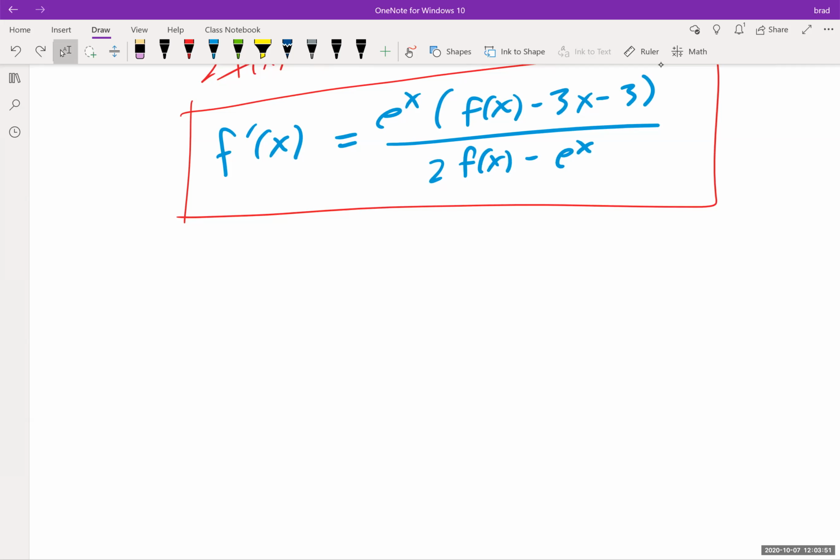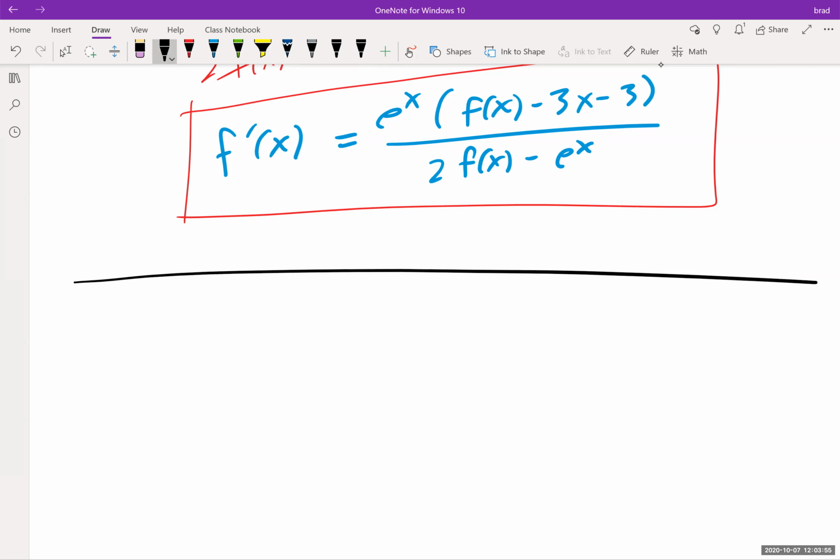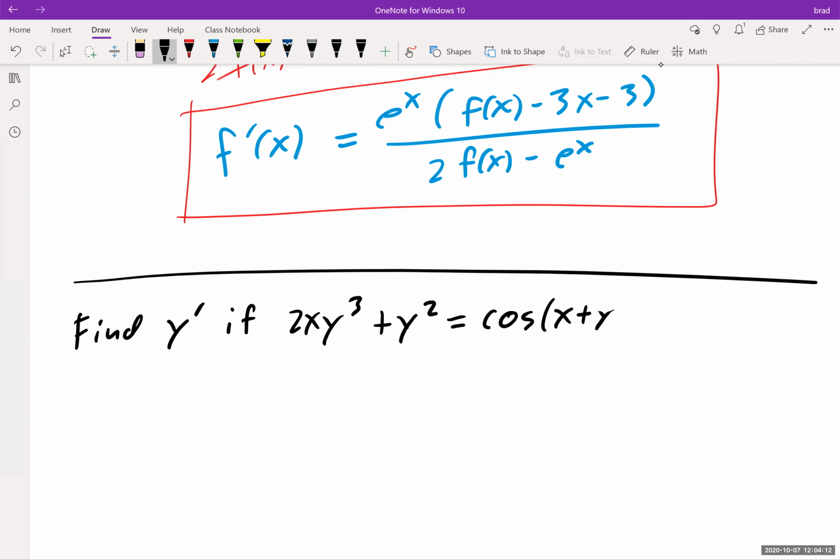Let me see here. Oh, this is a hard one. Okay, so give this one a shot, guys. I'm going to pause the video, have you guys pause the video and try this one. So this one says find y prime if 2xy cubed plus y squared equals cosine of x plus y.